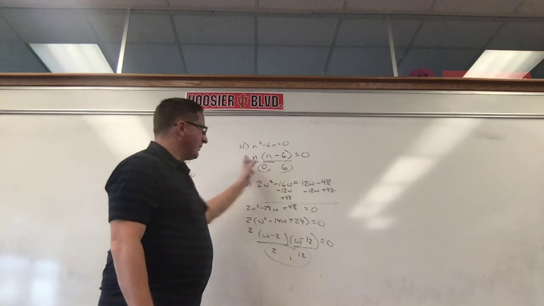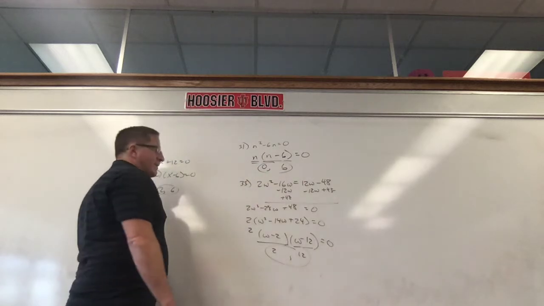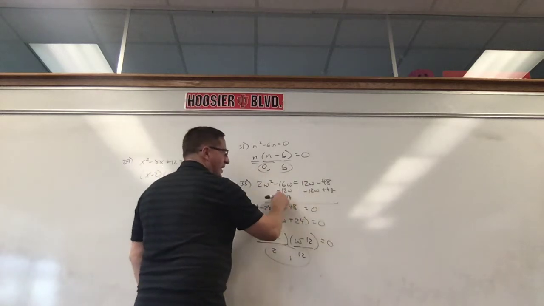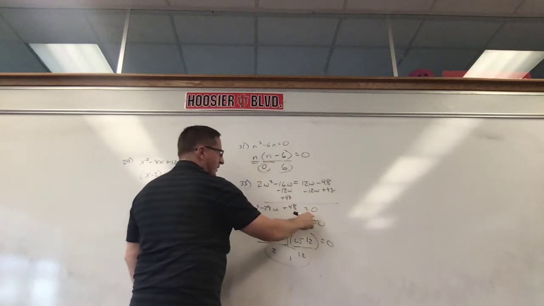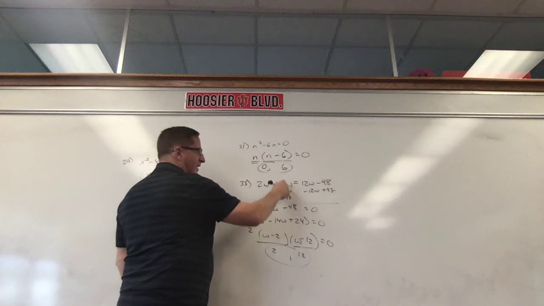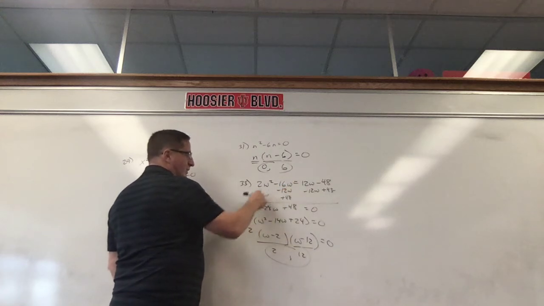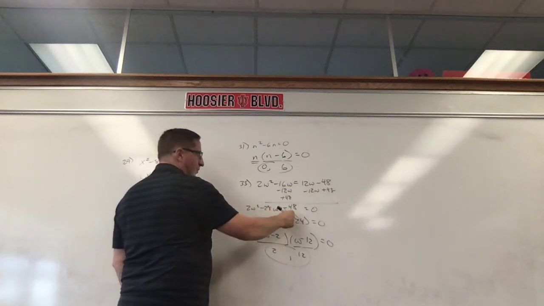33, we have w's all over the place. So what we did was we made it equal 0. I subtracted 12w from each side. I'm making this side equal 0, and I added 48 to each side. So this all goes to 0. We put together the negative 16w and negative 12w. That's a negative 28w. So 2w squared minus 28w plus 48.